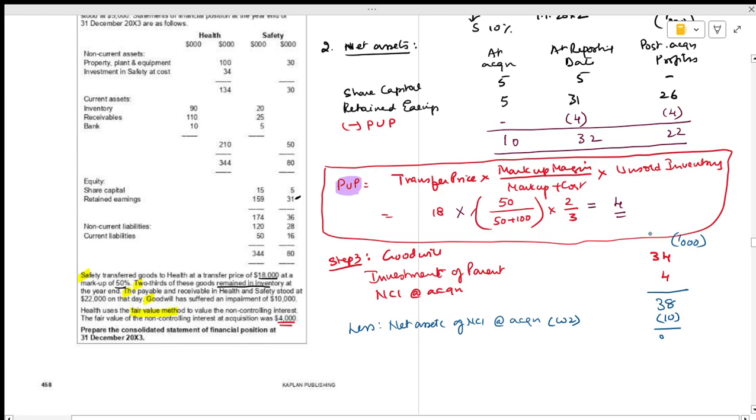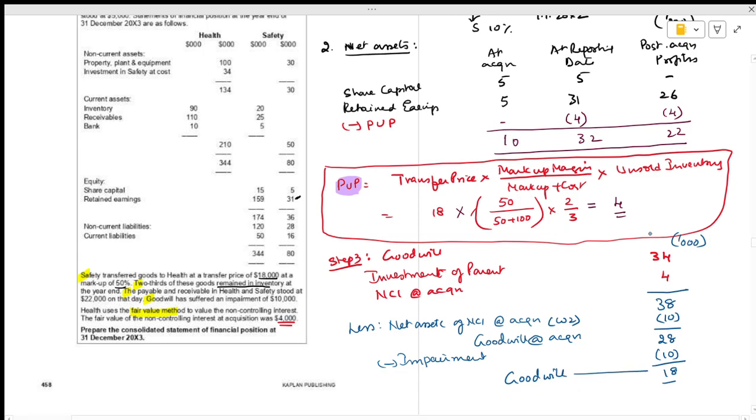Is it right? The same process we are following. We are not doing anything else. No difference. Goodwill at acquisition. There is an impairment. There is a 10,000 impairment. How much is the impairment? Impairment is 10. It is 18. We have to show this in the statement of financial position.